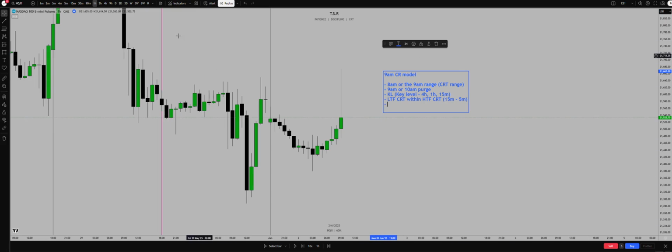Now, what's the next confirmation that we're going to need? It actually comes down to the entry. So let's actually do this.